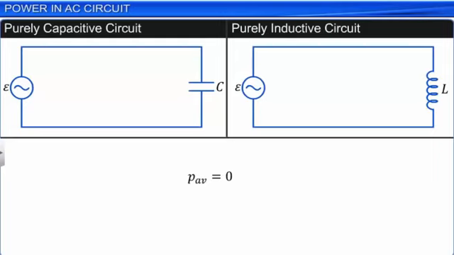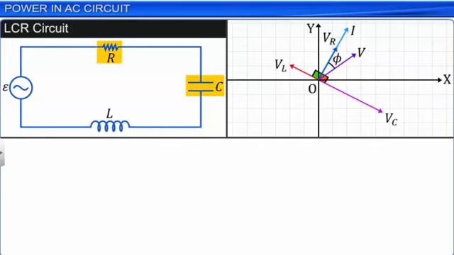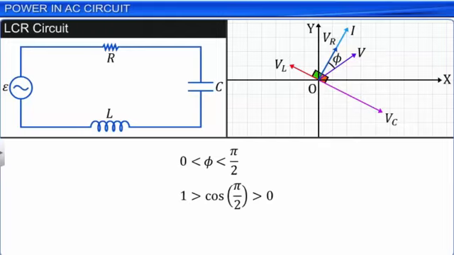In the case of CR, LC, and LCR series AC circuits, there exists a phase difference between the AC voltage V and current I in the range of 0 to pi by 2. Hence, the value of the power factor will be non-zero but less than 1. Hence, the power dissipation in these types of circuits is non-zero.